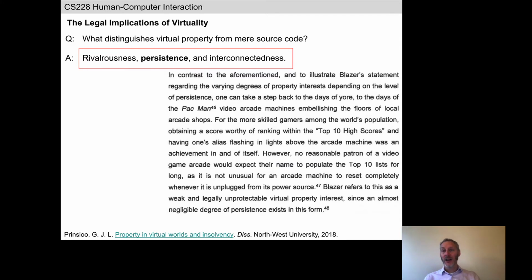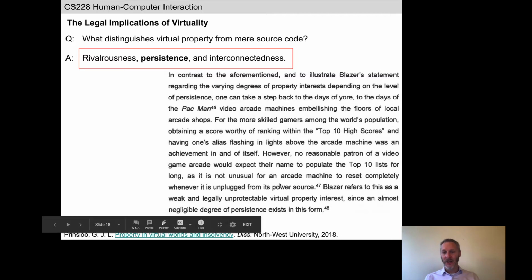Persistence. A lot of the things in virtual environments come and go. Some are more persistent than others. Prinsloo gives the example from back in the day of video arcades and particularly Pac-Man. So you enter a video arcade and you play a good enough game that you're on the high scoreboard. No reasonable patron of a video game arcade would expect their name to stay on the top 10 list for long, as it's not unusual at an arcade for someone to reset or unplug.